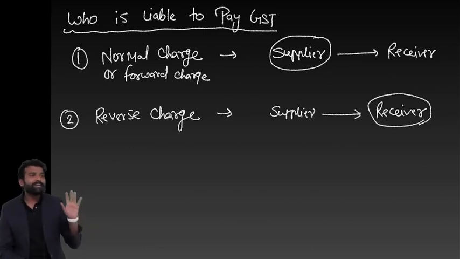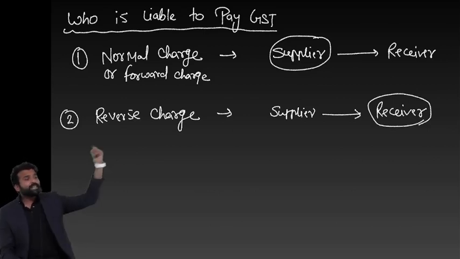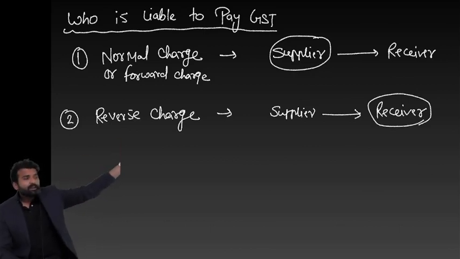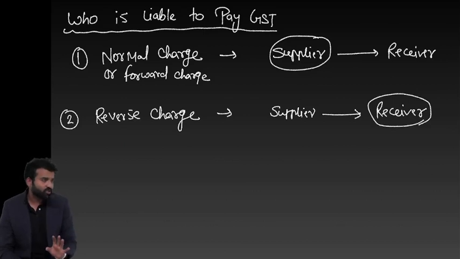I think everybody is familiar with this word, RCM, reverse charge mechanism. So if my transaction is covered in reverse charge mechanism, then the liability to pay tax to the government is not on the seller, it is on the buyer. Normally, if you are going to a grocery store or a mall and buying something, the seller will collect the tax from you and pay it to the government. That is called normal charge, forward charge.